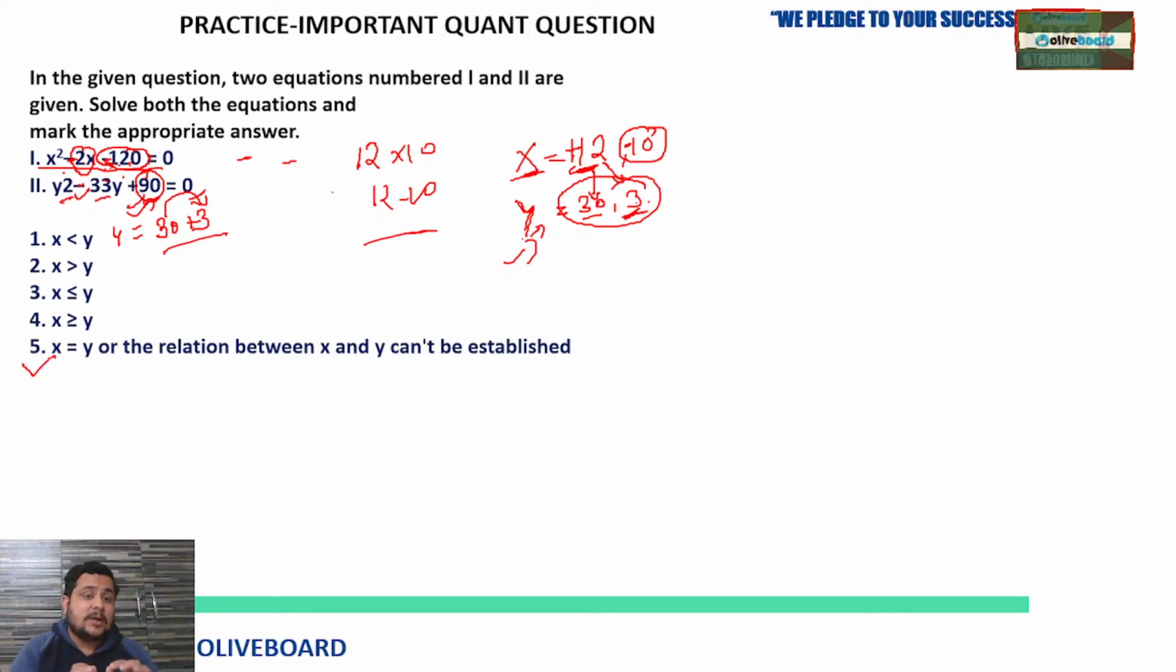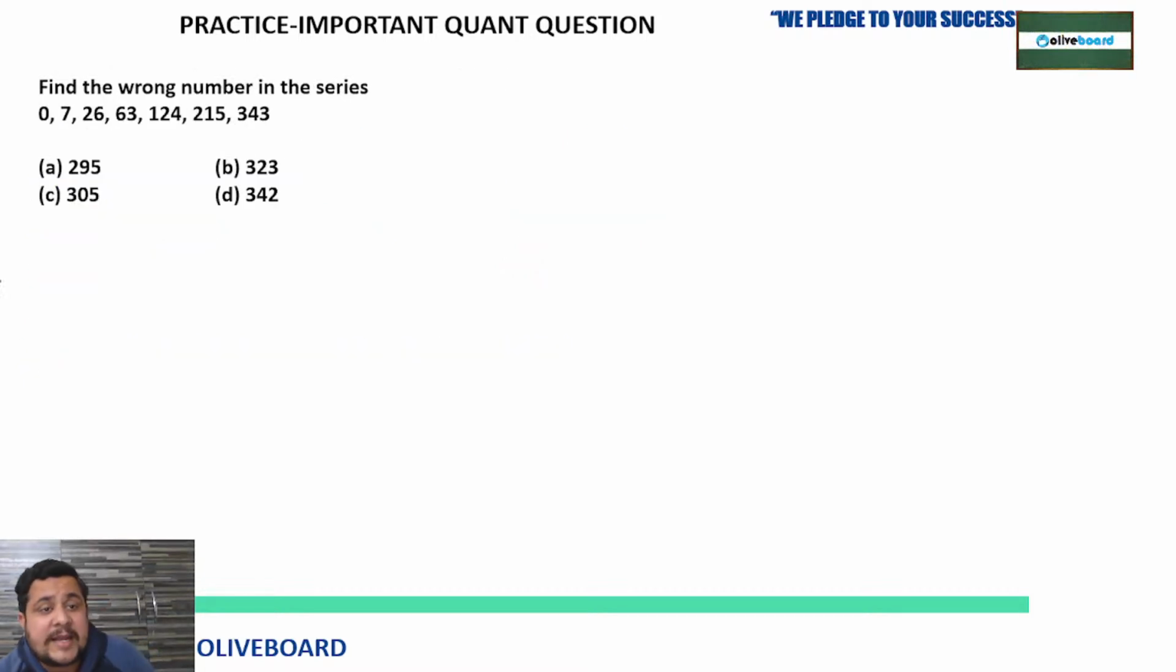So you people can get the values of x and y, but the comparison is the major thing, because that only will decide your answer. You have to be very careful about the answer and the comparison. By comparison only you will get the answer in these types of questions. Okay, so next question.